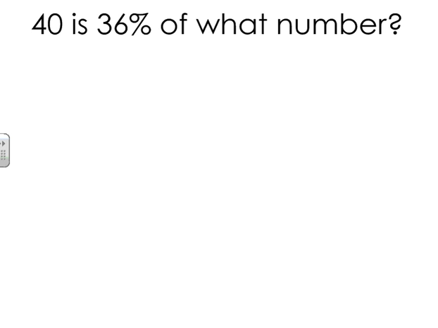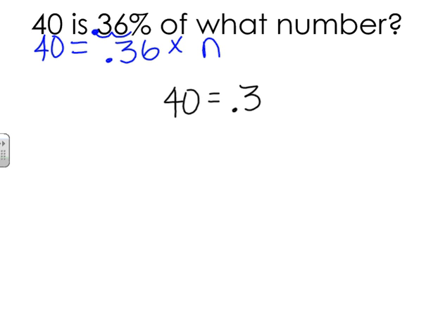Third example: 40 is 36% of what number? So again, equal sign for is, multiplication for of, and then we can fill everything else in. 40, 36%, I'm going to divide by 100 and change this to 36 hundredths of what number? So I have 40 equals 36 hundredths multiplied by n.